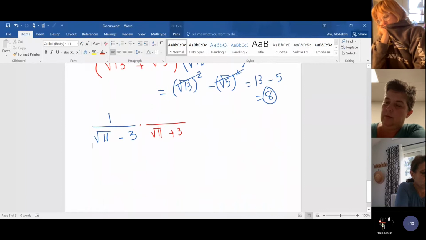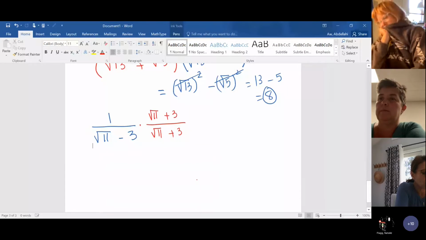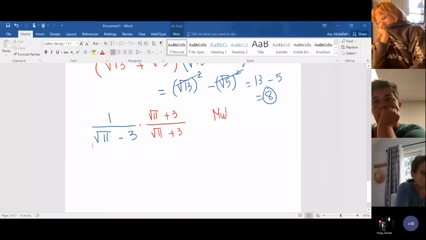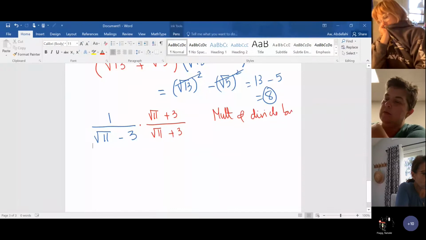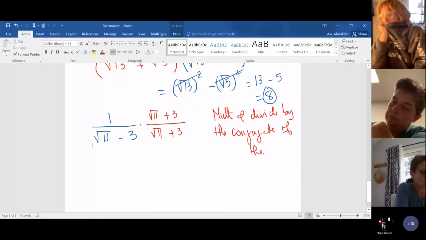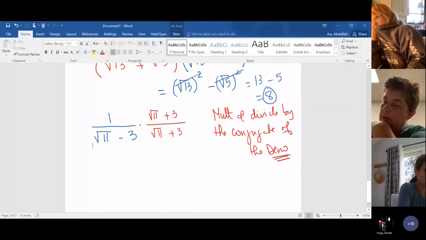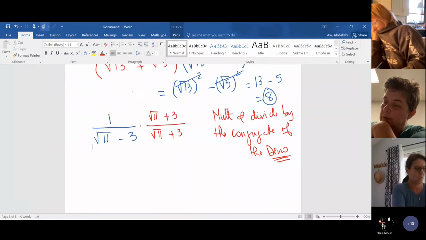Okay, but since I divided by square root of 11 plus 3, what do I have to put at the top? Same thing, right? Basically, what is the technique? The technique is multiply and divide by the conjugate of the denominator. Every time my example looks like this, that is going to be my technique. Multiply and divide by the conjugate of the denominator.